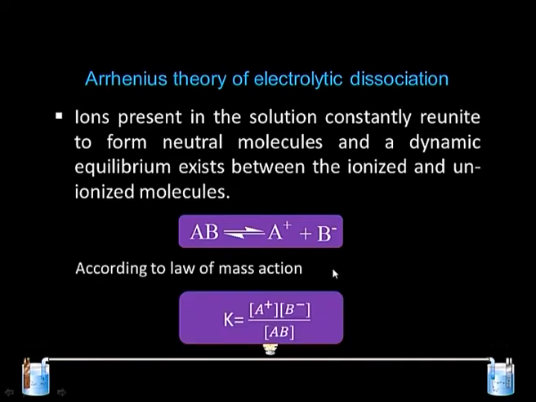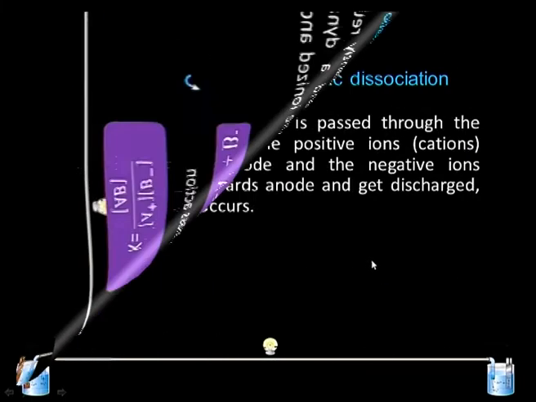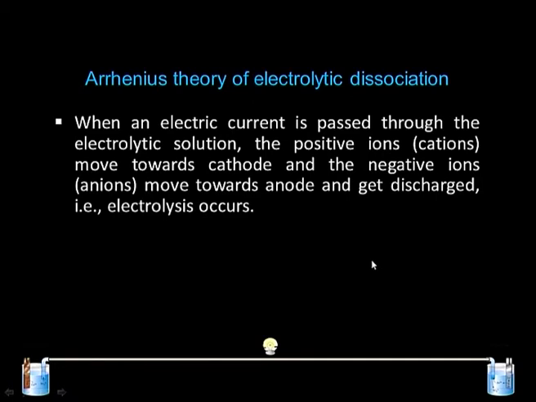So, according to the law of mass action, we can write the equilibrium constant, with the product of the ion terms in the numerator and the unreacted electrolyte in the denominator. Electricity is generated because of these ions which move toward cathode and anode. We can have a look at that. The positive ion, which is called cation, moves toward the cathode and the negative ion moves toward the anode, and they get discharged, and that is the way electricity passes through the solution.